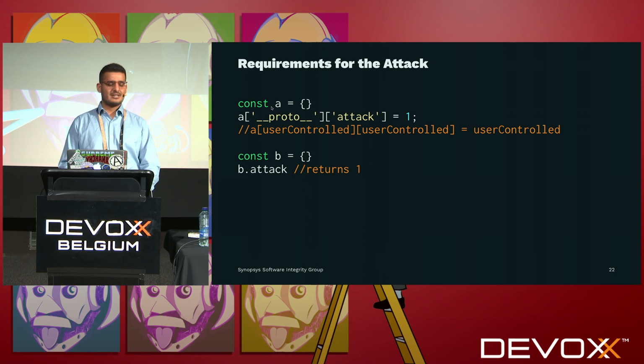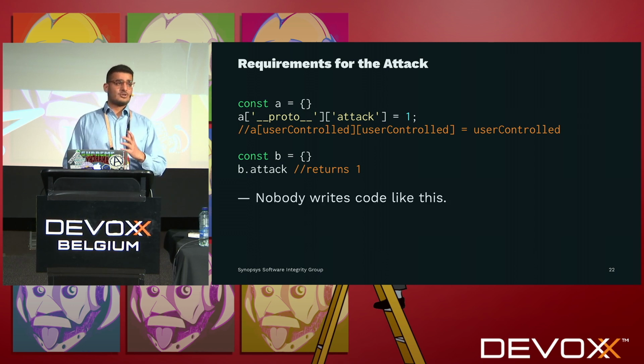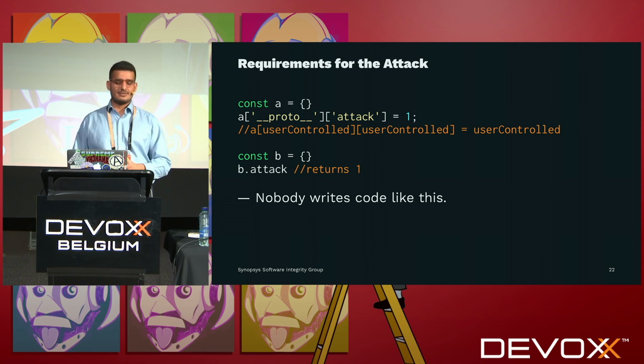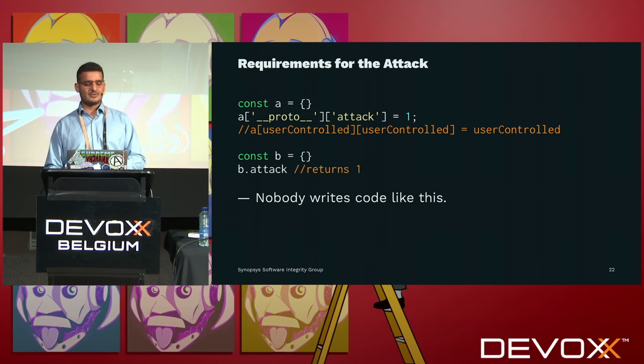What's interesting here is that if I modify the prototype of A, it actually also ends up impacting another object because we're modifying the base prototype. So yeah, of course, nobody actually writes code like this, right? If you're seeing code like this, it's probably not great.